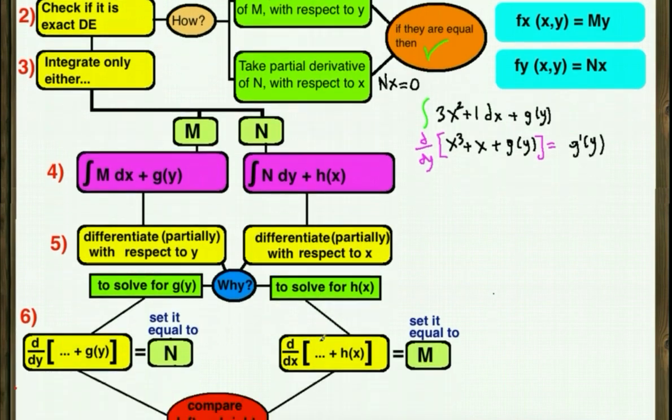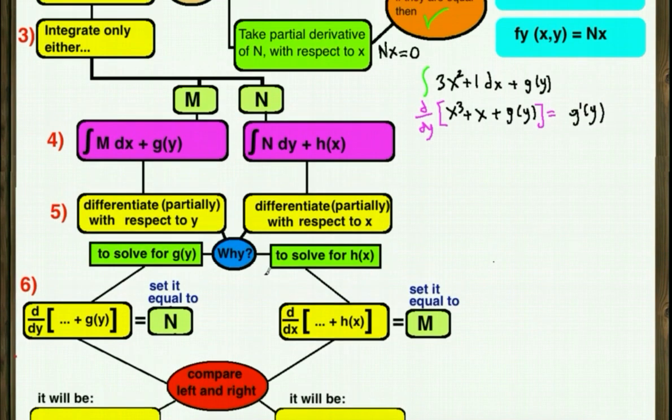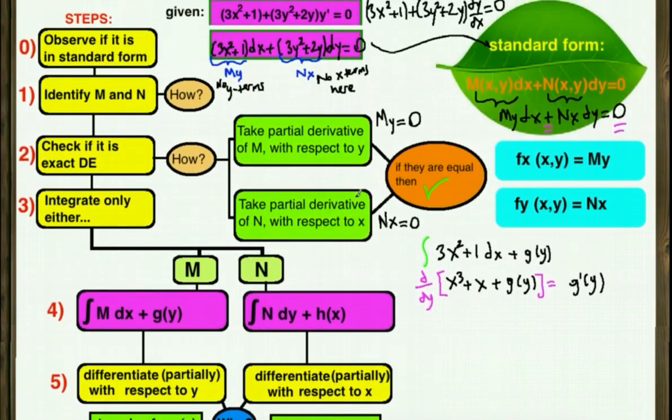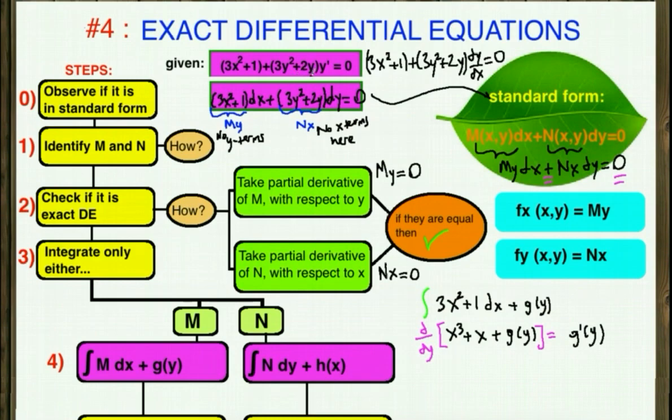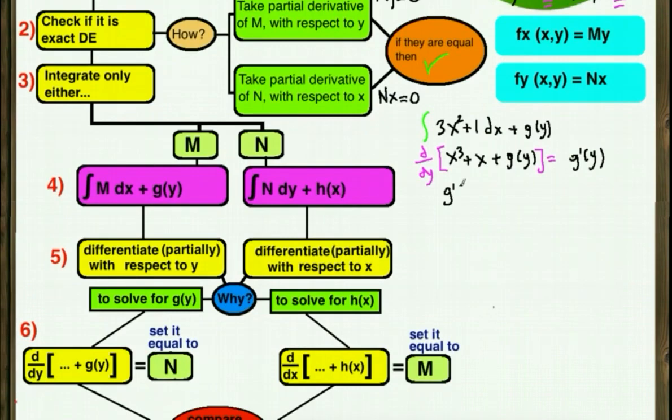Now we're going to set this equal to the N part of the original function. And what was the N part? 3y² + 2y. So g′(y) is equal to 3y² + 2y.